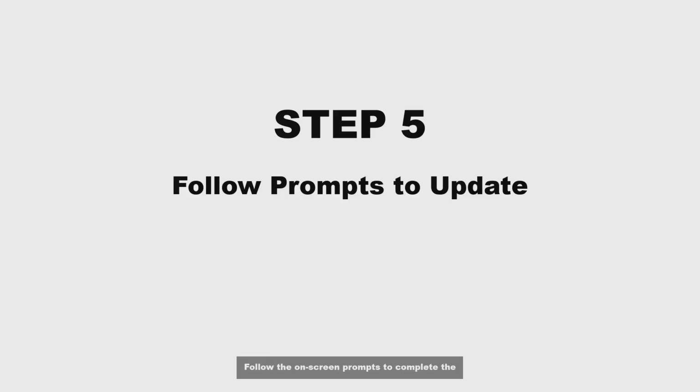Step 5. Follow prompts to update. Follow the on-screen prompts to complete the update of your verification method. You may need to verify your identity through a code sent to your new method. Once you have completed these steps, your verification method will be successfully updated. If you encounter any issues, consider reaching out to Cash App support for assistance.